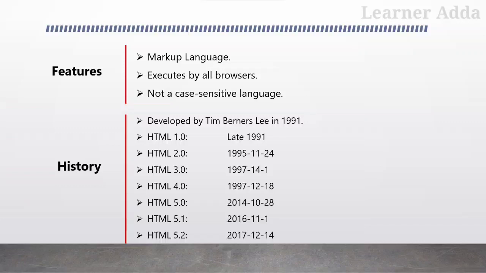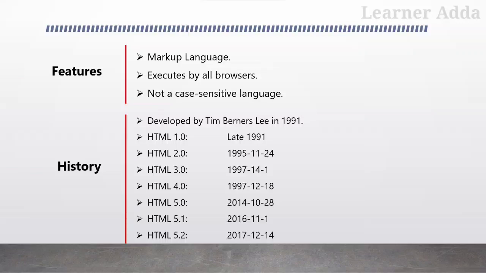Features of HTML. HTML is a markup language. All the markup language syntax will be in the form of tags, whereas a tag is a command mentioned in between less than and greater than. HTML is executed by all the popular browsers, including Google Chrome, Mozilla Firefox, Microsoft Edge, Internet Explorer, Safari, Opera, etc. HTML is not a case-sensitive language. That means you can write the code in uppercase or lowercase.